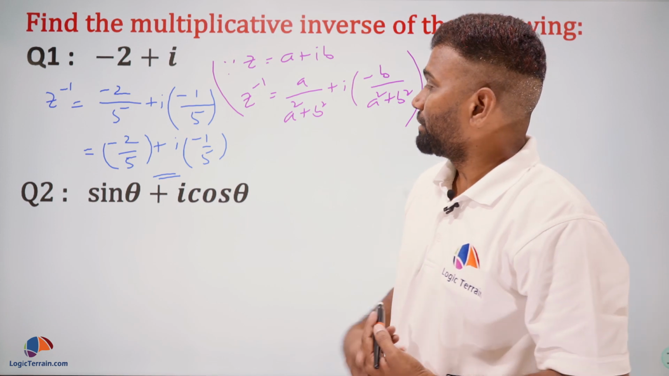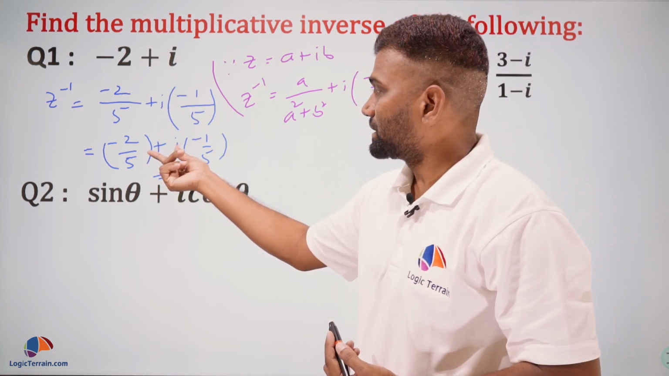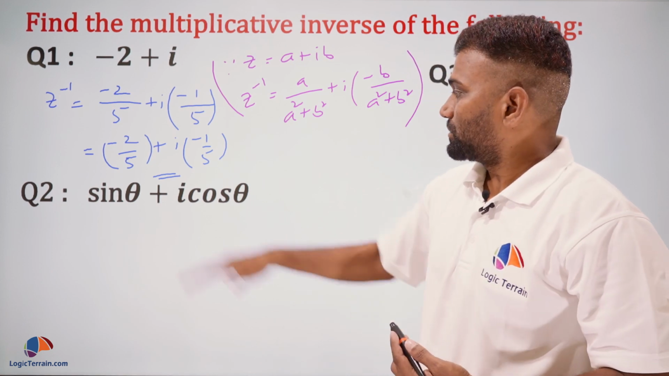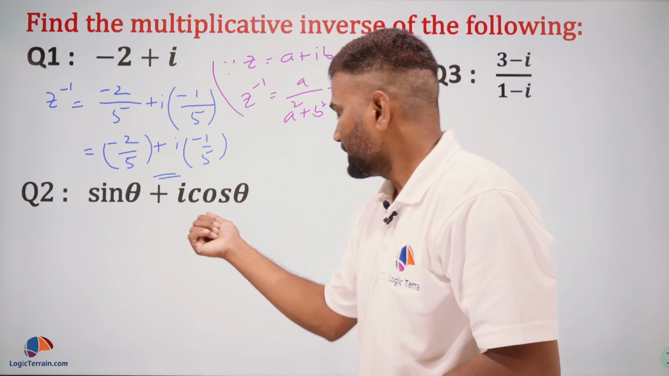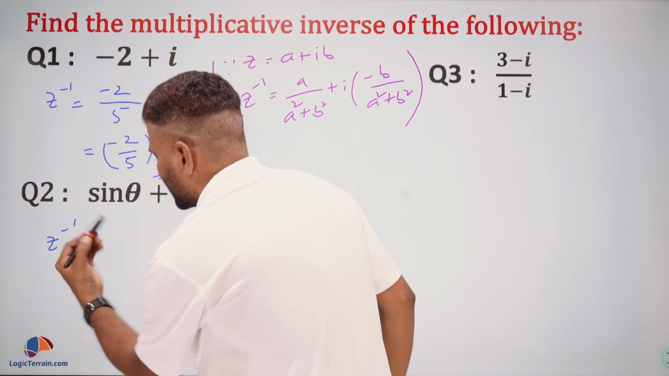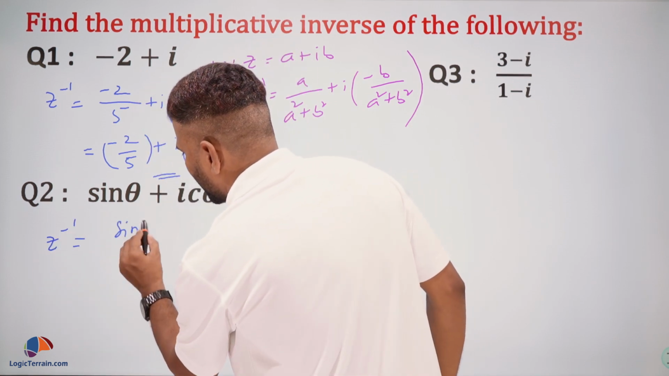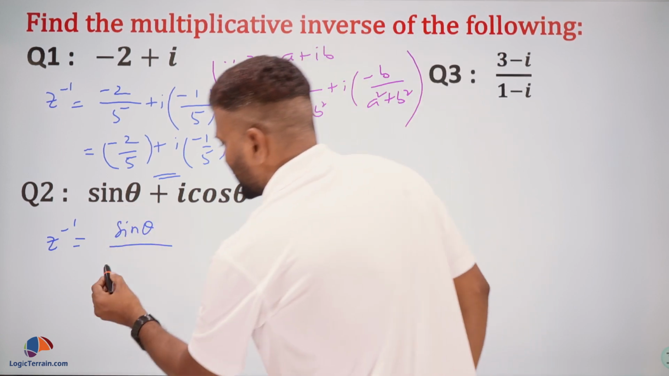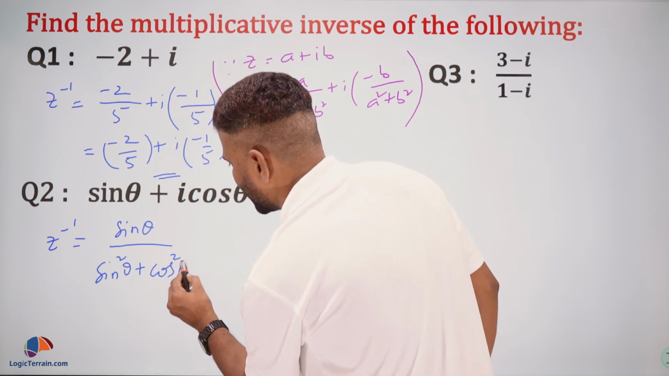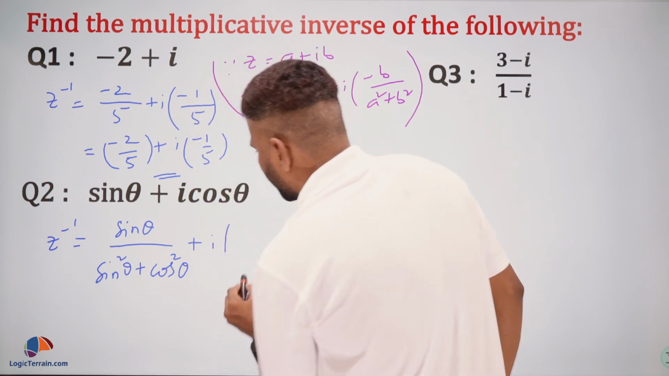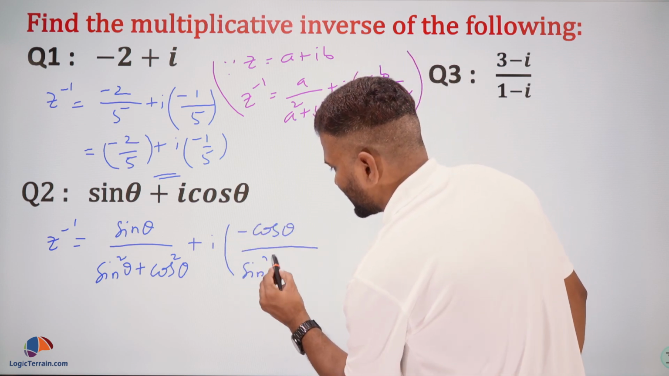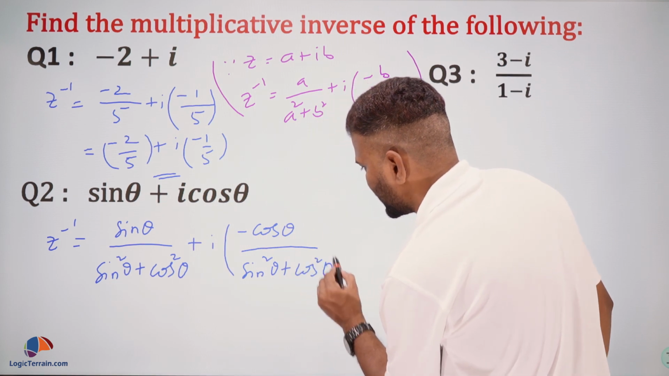So, you can check it: when you multiply a complex number and its multiplicative inverse, you will get 1. You can check it if you want. The next question: here a is sin theta and b is cos theta. On applying this, z inverse is equal to sin theta upon a square plus b square, that is sin square theta plus cos square theta, plus i of minus b, that is minus cos theta upon sin square theta plus cos square theta.